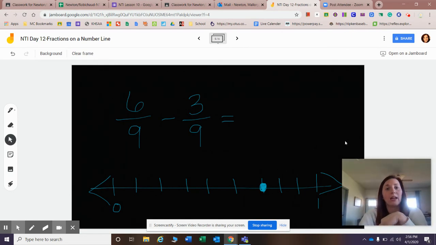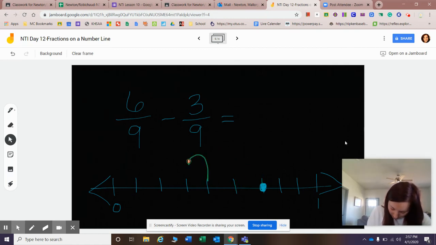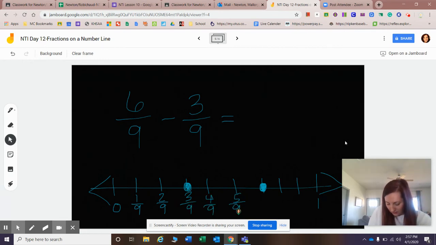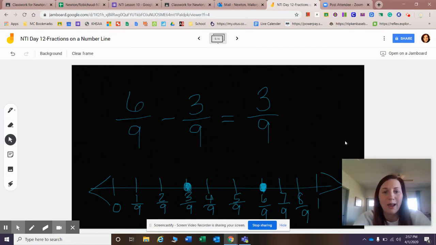So instead of jumping forward like we did with addition, we're going to jump backwards. So we're going to go back 3 spaces. 1, 2, 3. I'm going to plot that. So then let's count by 9ths to see where we ended up. 1/9, 2/9, 3/9, 4/9, 5/9, 6/9, 7/9, 8/9, and then it'd be 9/9 or 1 whole. I landed on 3/9. We also know the simple trick with that is just to subtract our numerator. 6 minus 3 equals 3 and keep our denominator the same. But this is a good example of how you could use that number line to solve that problem.